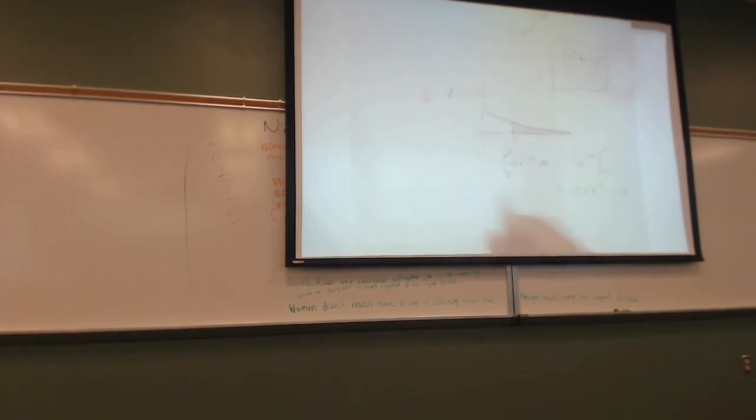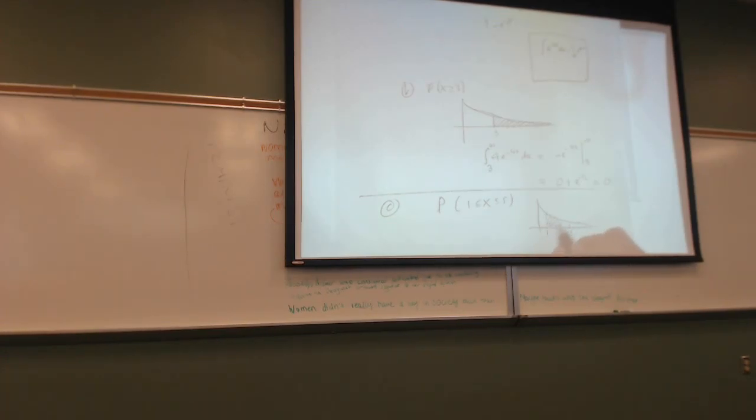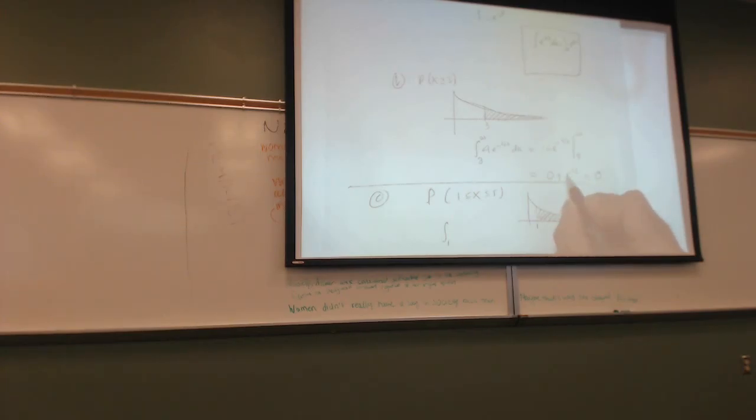All right, part C. What's the probability that x is between 1 and 5? Well, now, in this case, you want to find this area. The integral from 1 to 5 of 4 e to the minus 4x dx. Again, when you take it, you'll just get negative e to the minus 4x between 1 and 5. Again, you can put the upper and lower limits and do the calculation, so there's nothing interesting there.